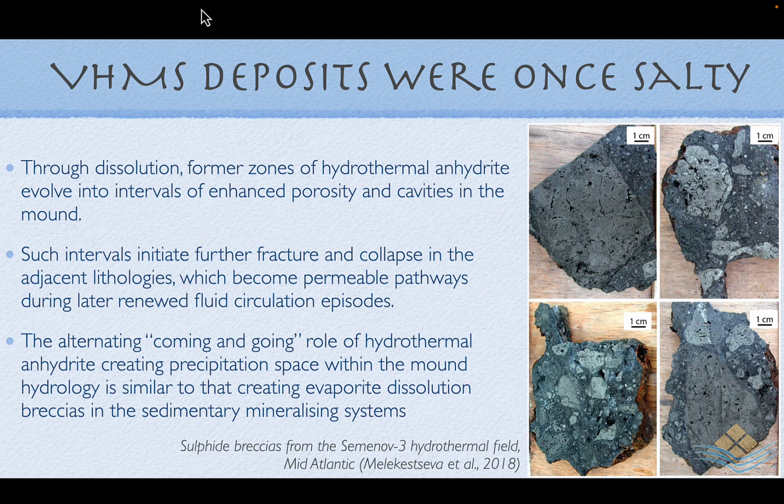Through its dissolution, through its going away, former zones of hydrothermal anhydrite give us intervals of enhanced porosity and cavities in the mound. That initiates further fracturing and aquifer access. They become permeable pathways during later renewed fluid circulation events. And so this coming and going of hydrothermal anhydrite is creating precipitation spaces within the mound hydrology, which has textural similarities to classic evaporite dissolution breccias in mineralized sedimentary systems, not hydrothermal systems.